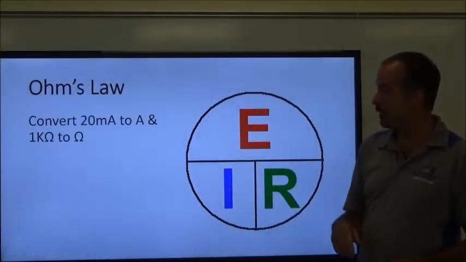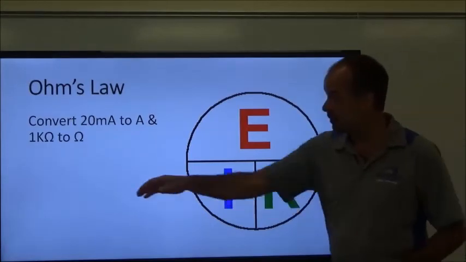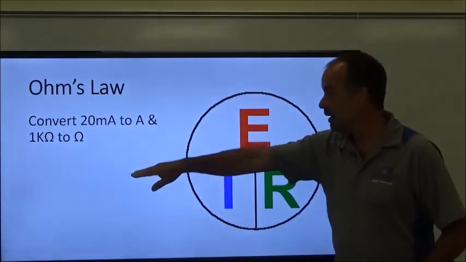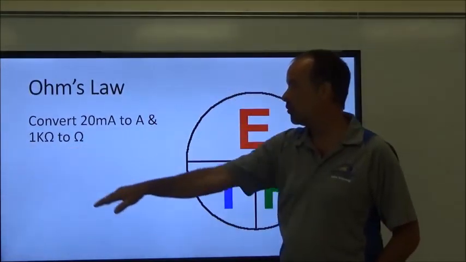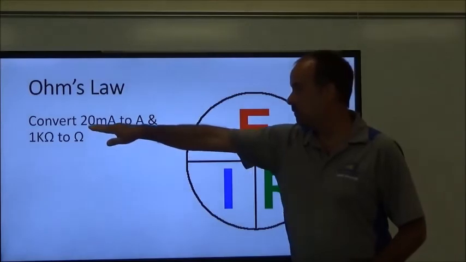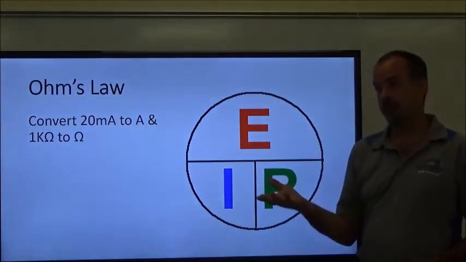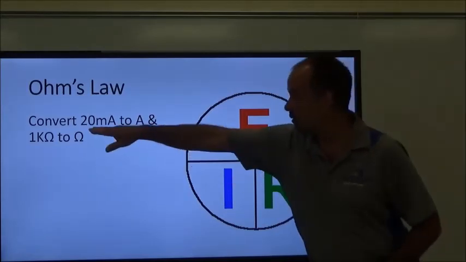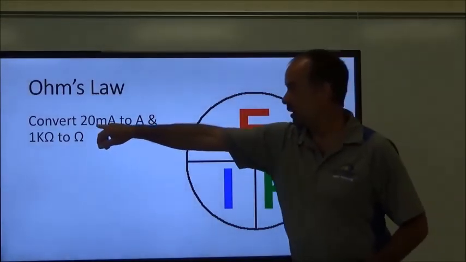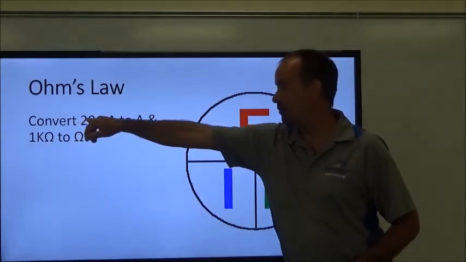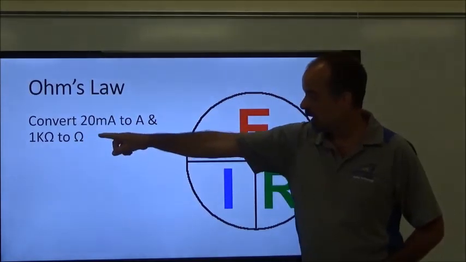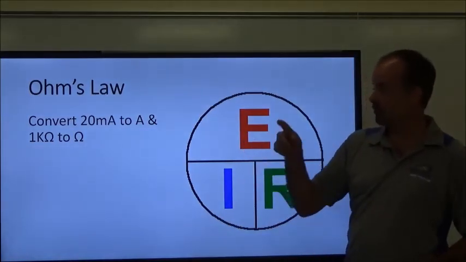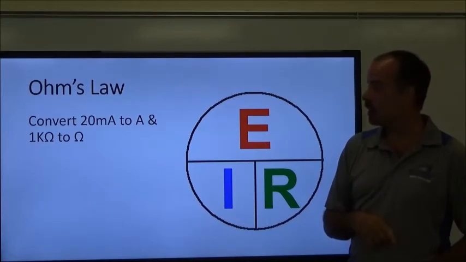But before I can do that, I have to convert my units. So I've got 20 milliamps, so I need to convert my 20 milliamps to amps, and I need to convert my 1 k ohm to ohms. So milli, if you remember, is 3 places to get it to the base unit. So I'm going from smaller to larger here, so it tells me I need to move my decimal point 3 places to the left. And 1 k ohm to ohms, that means I'm going from a larger to a smaller, so I need to move my decimal point 3 places to the right.